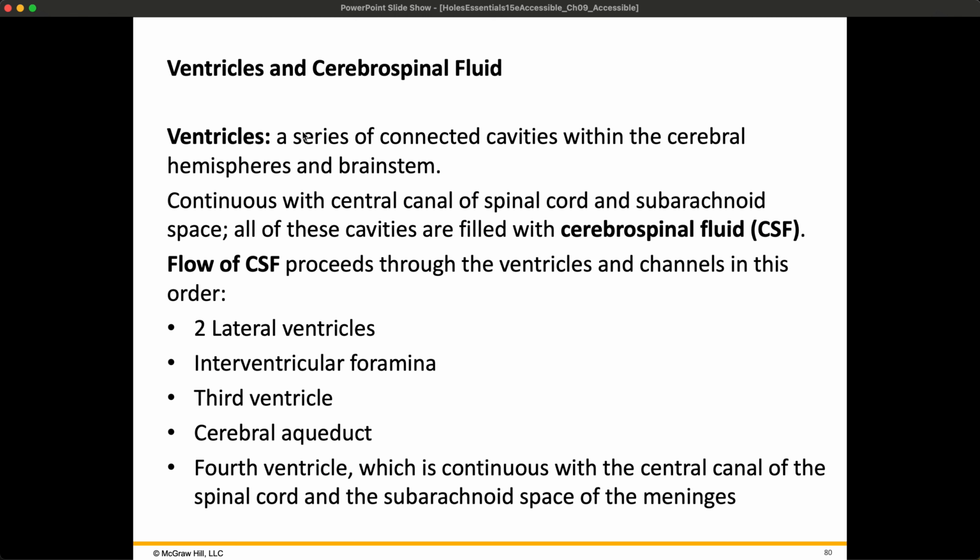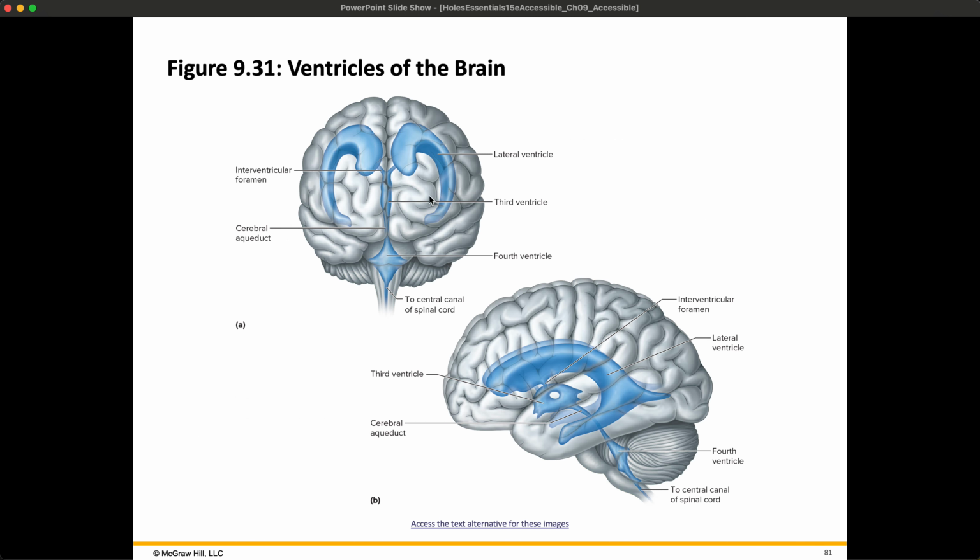And then you have ventricles. Ventricles are cavities that help circulate and drain cerebrospinal fluid. Two lateral ventricles, interventricular foramina, which are small holes between the ventricles, the third ventricle, and the fourth ventricle. A cerebral aqueduct connects them. You can see these big looping structures. Don't get them confused with the corpus callosum, since it looks slightly similar in shape. These are for circulating cerebrospinal fluid throughout the brain.